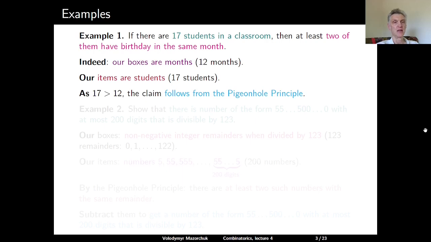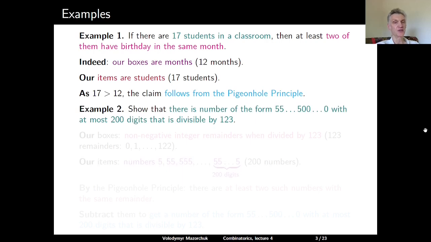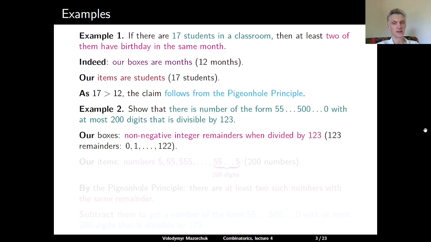Example 2 shows that there is a number of the form 5, 5, and so on 5, and then 0, 0, and so on 0, with at most 200 digits, that is divisible by 123. So here our containers or our boxes are non-negative integer remainders when divided by 123. We have in total 123 remainders, 0, 1, 2, and so on 122.